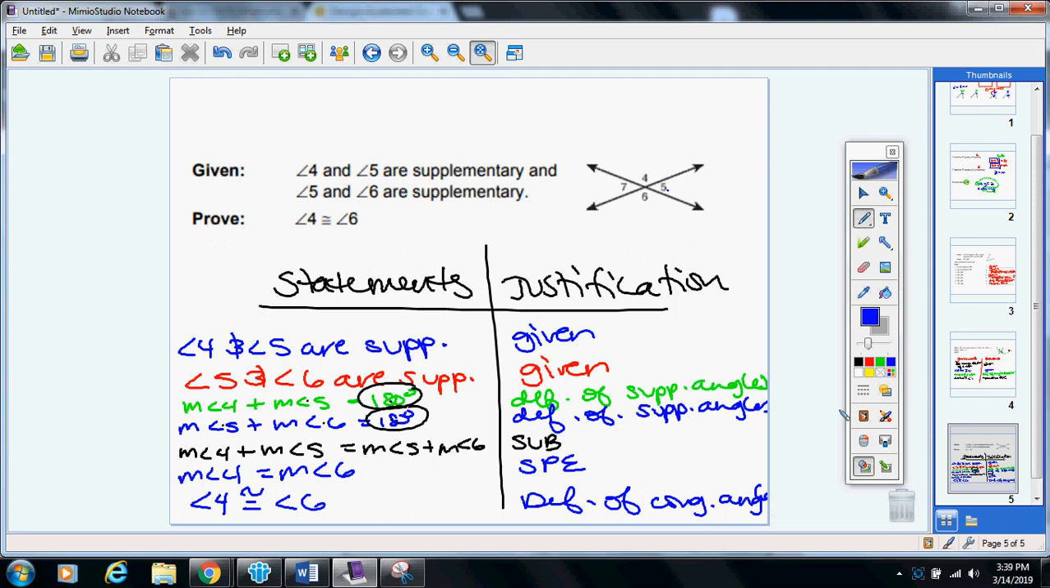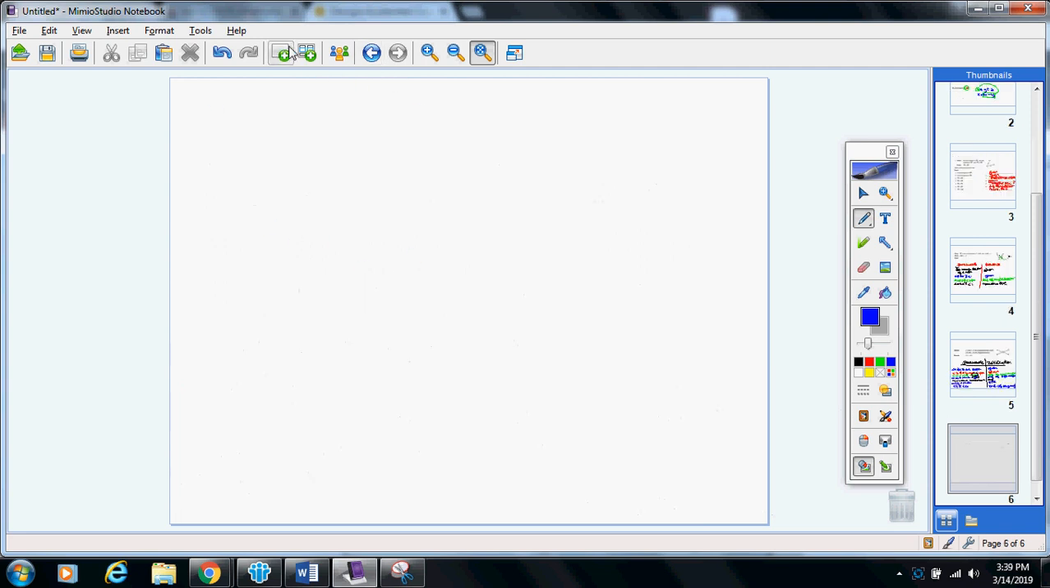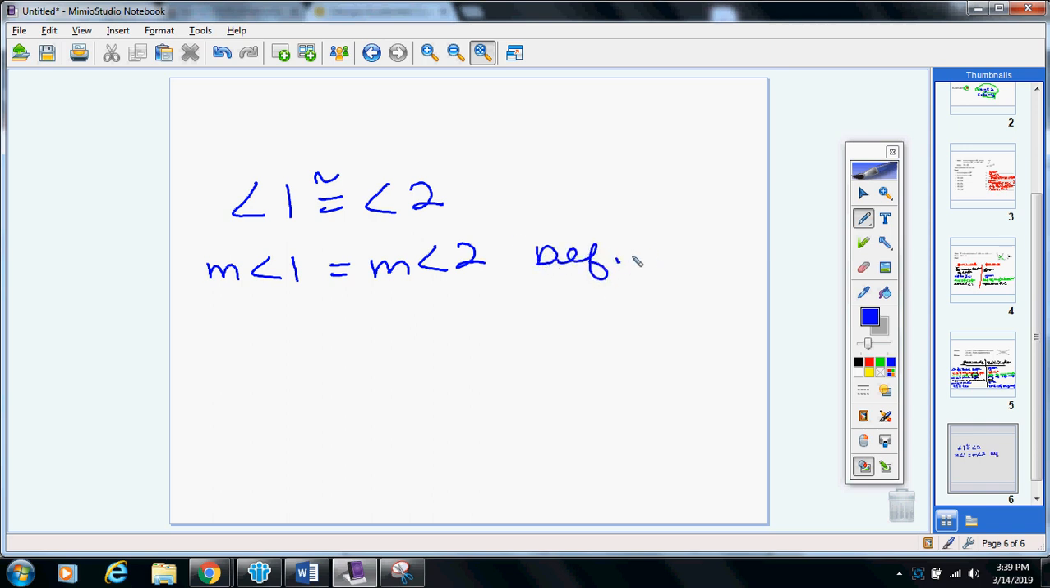So let me elaborate on that last step a second, okay? If you have that angle 1 is congruent to angle 2, we know that the measure of angle 1 equals the measure of angle 2. But the reason we know that is because of the definition of congruent angles. The definition of congruent angles is saying that if they are congruent, that means they have the same angle measure. And I know that it sounds silly, but you can't just go back and forth between using congruent signs and equal signs. You have to justify that when you do that step. So this is that justification.